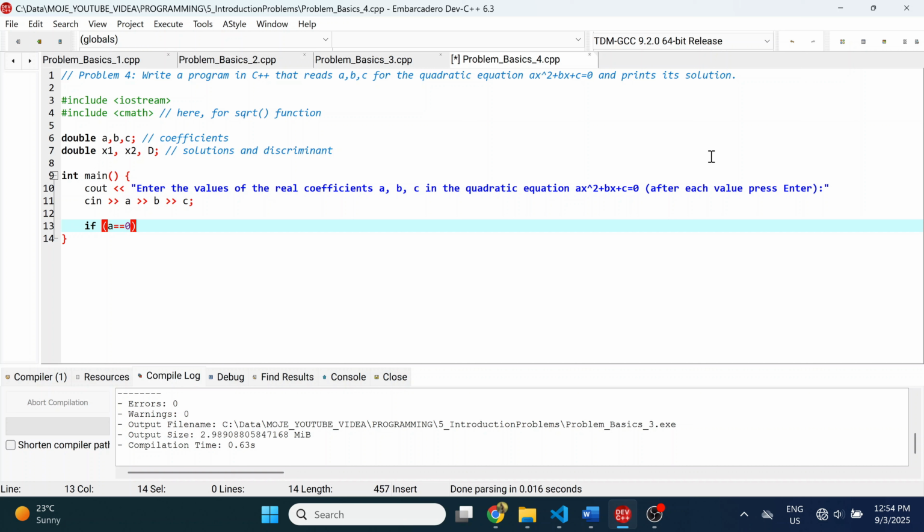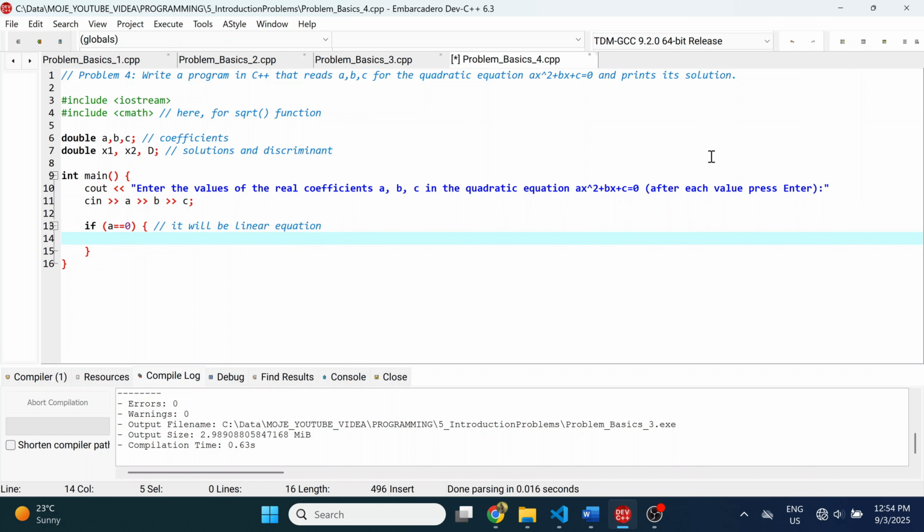The first check is whether a equals 0. If a is 0, the quadratic equation reduces to a linear one. Inside that case, if b is also 0, then I look at c. If c is 0 as well, the equation has infinitely many solutions. Otherwise, it has no solution. If b is not 0, then it's a linear equation with one solution, minus c divided by b.